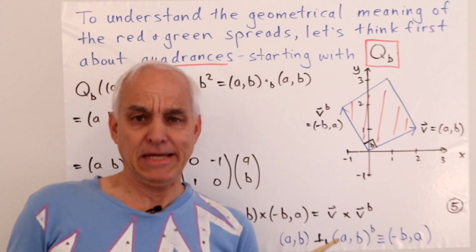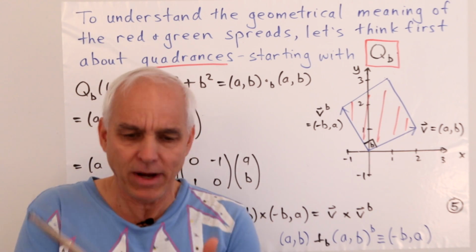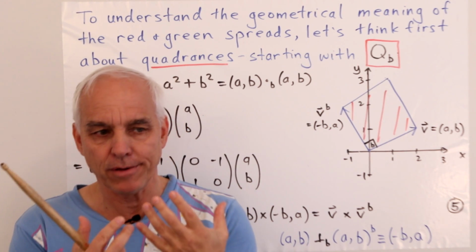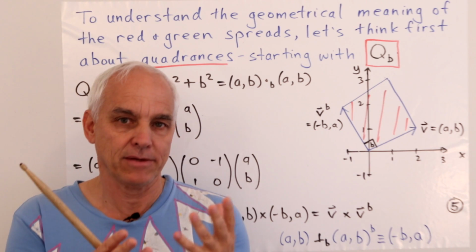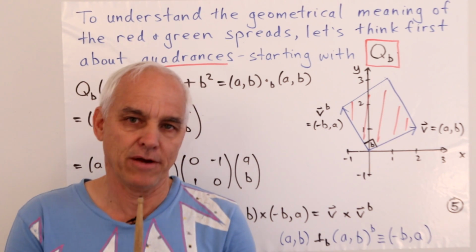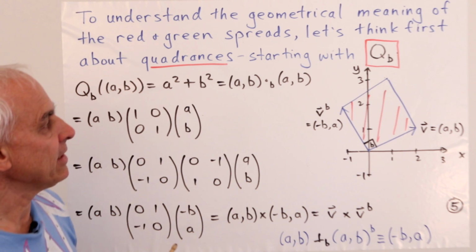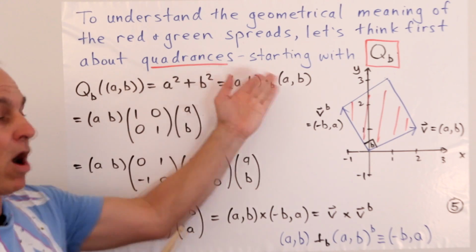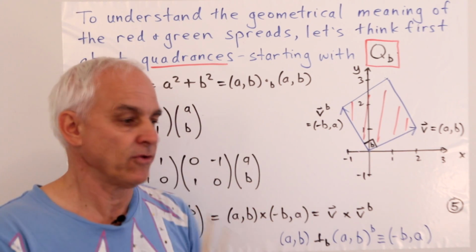But what does it mean, you might ask? What is a red spread exactly? What are we measuring there? What geometrical picture can we associate to that to have something to put our intuition on? That's an interesting question. And to move towards that, let's start by thinking about the geometrical understanding of quadrances, which are sort of prior things, right? We want to understand quadrances first.